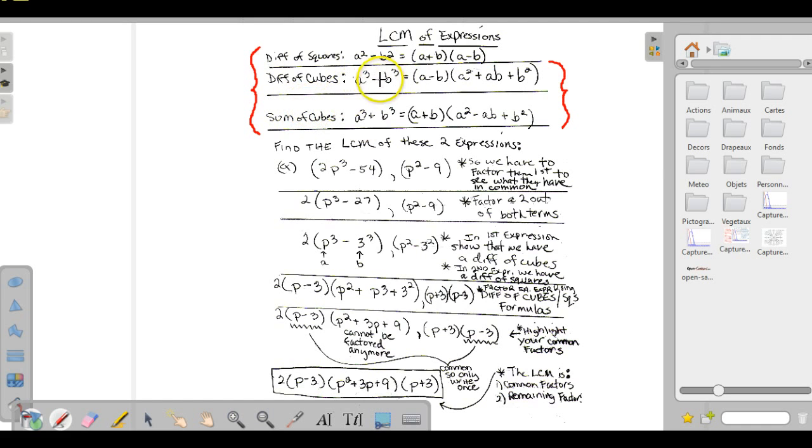And then the sum of cubes. Now if you're adding two cubes, instead of A minus B, the first factor is A plus B, and the second factor is just like this, but the first time, the middle term you subtract. So it's A squared minus AB plus B squared. It's just a crazy formula, and it's best to memorize it.